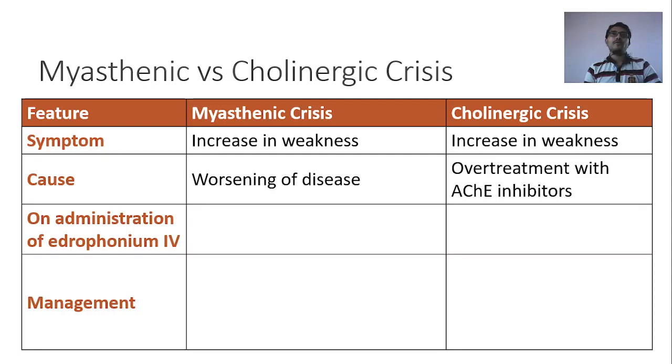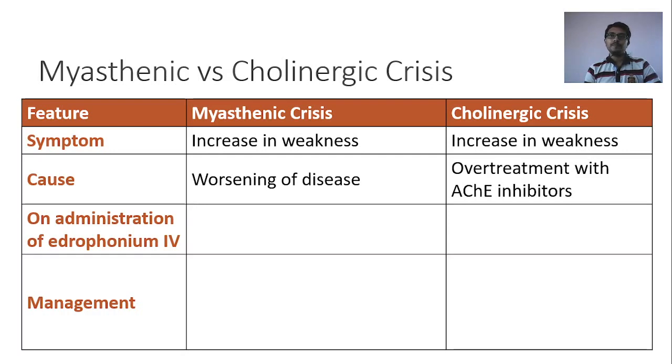So clinically, you will not be able to distinguish what the weakness is due to, whether it is due to myasthenic crisis or cholinergic crisis. So how do you distinguish? You use edrophonium for distinguishing between myasthenic crisis and cholinergic crisis. What is edrophonium? Edrophonium is a reversible, water-soluble, short-acting, weak anticholinesterase agent.